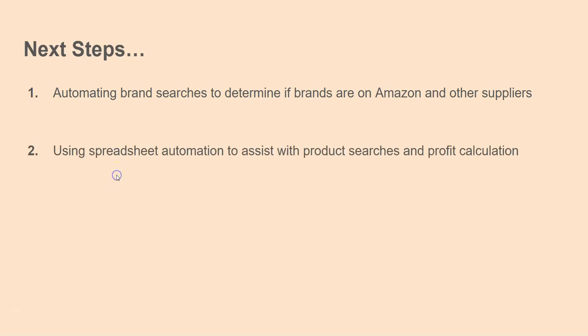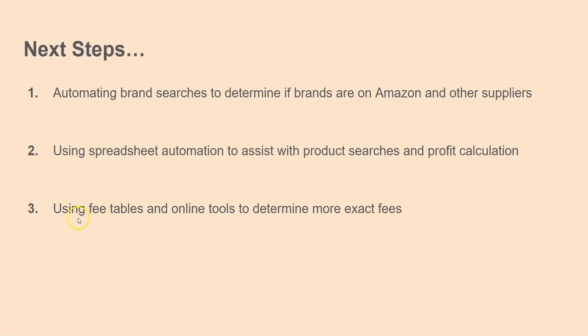I built a spreadsheet for that. So I'll be sharing that with you. Number 2, using spreadsheet automation also with product searches as well as profit calculation. So that is another type of spreadsheet I built where we can automate the actual process of searching these product titles and determine profit by actually having pre-existing formulas with the details that are needed to calculate the cost and profit in a very detailed manner. You'll have to see it, okay, to really know what those details are.